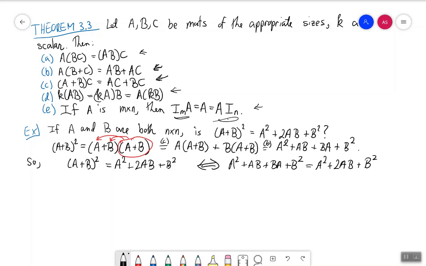But, okay, if this thing is true, well, I can cancel out this A squared and this A squared and this B squared and this B squared, and I can take this AB and cancel out one of these ABs on the right. So this is true if and only if BA is equal to AB. In other words, it's true if and only if A and B commute. So the answer here is no, unless A and B commute.